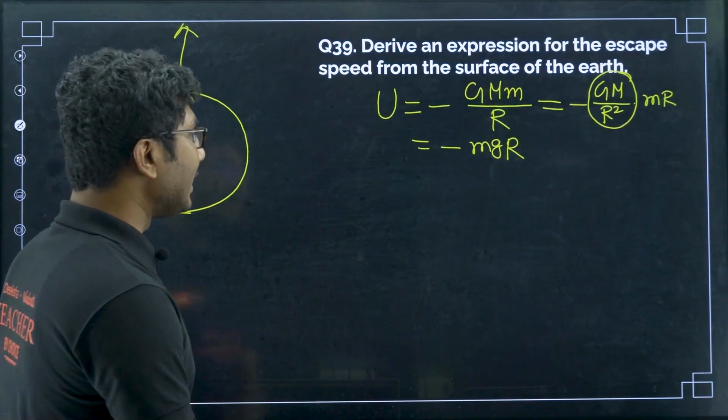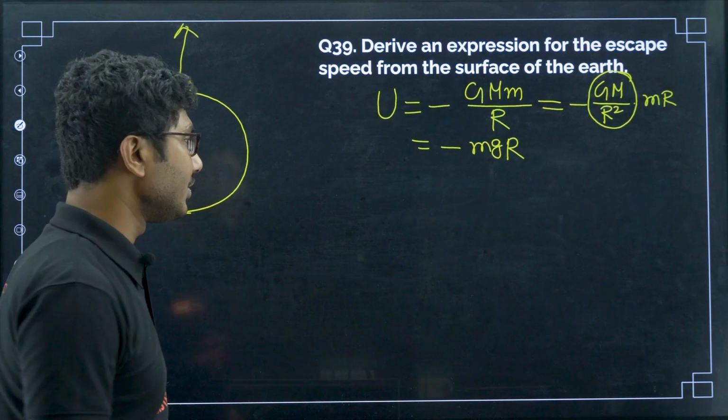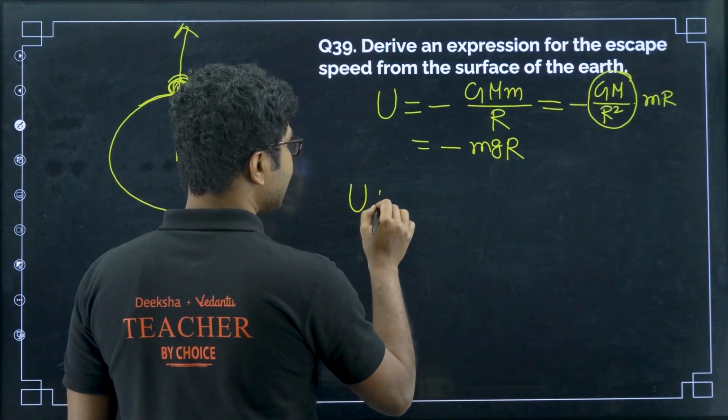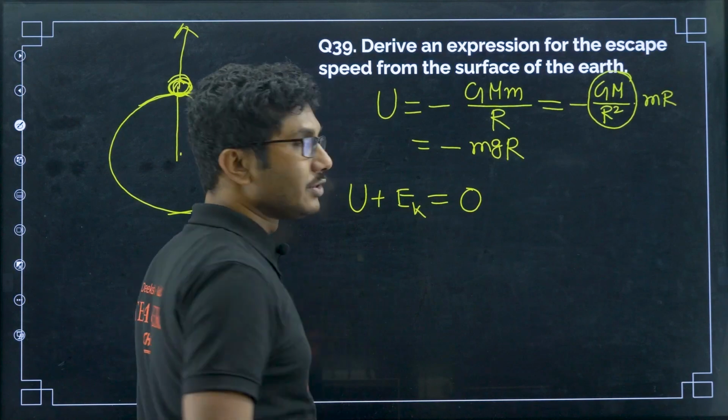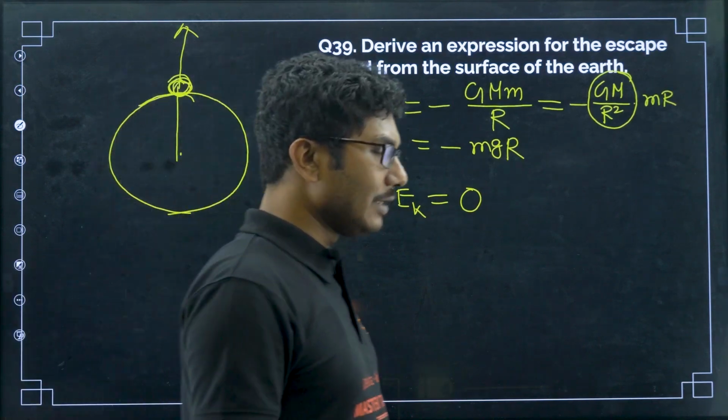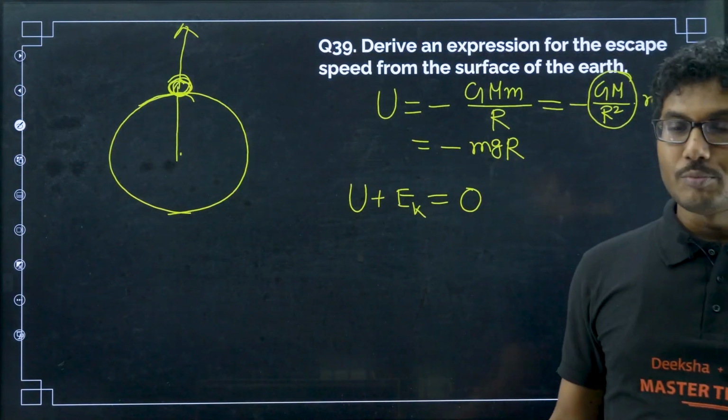Now if we give it sufficient kinetic energy, say kinetic energy Ek, so that the total energy of the object becomes 0, then it is basically free from the gravitational pull of the earth, right?